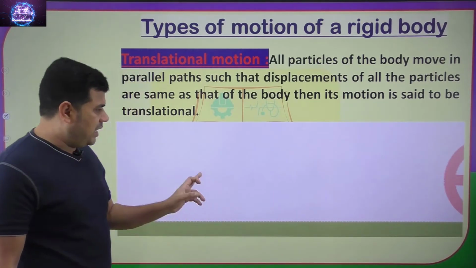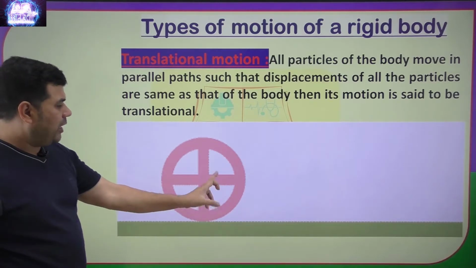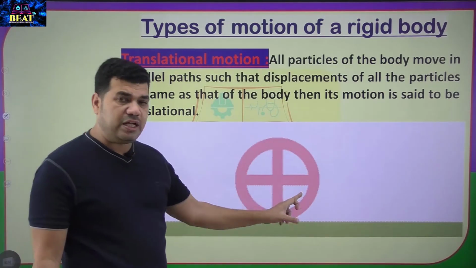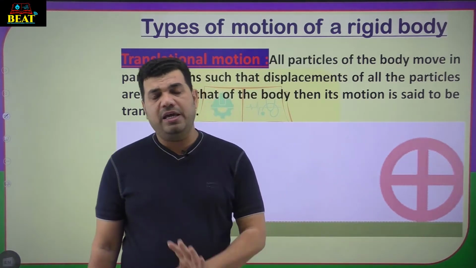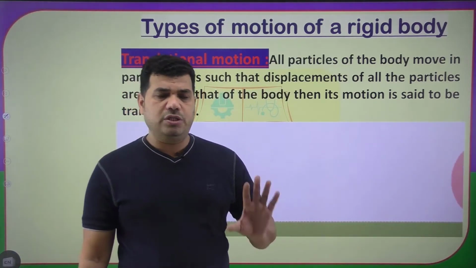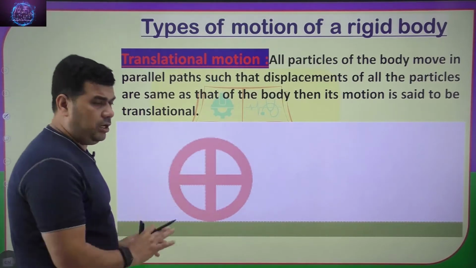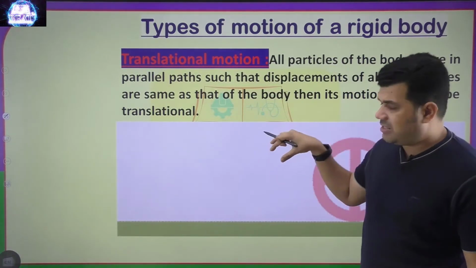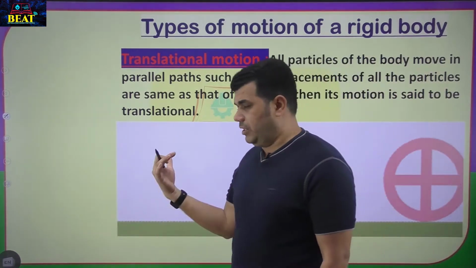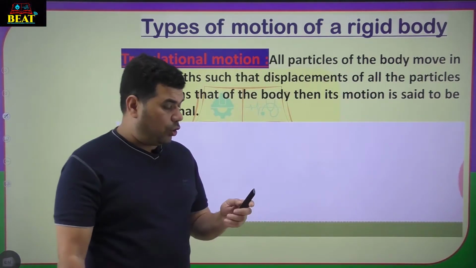So you can see the center as well as the peripheral point, and all the points on that wheel are moving in a straight line. They are moving on an identical path. So this is known as pure translational motion, as we have studied it. I am not going to go much deeper into this type of motion. Then I will tell you more about rotational motion.